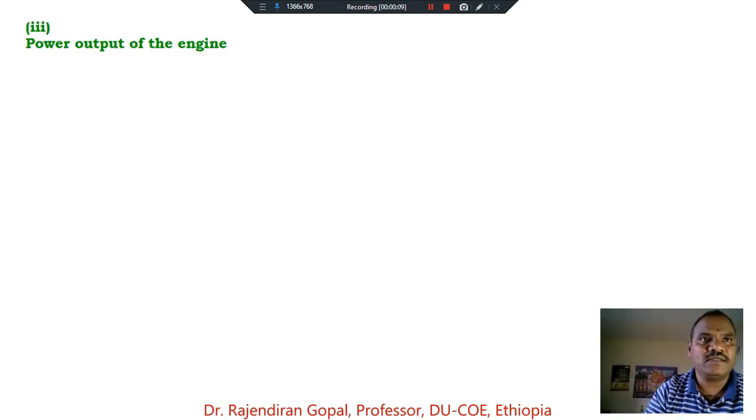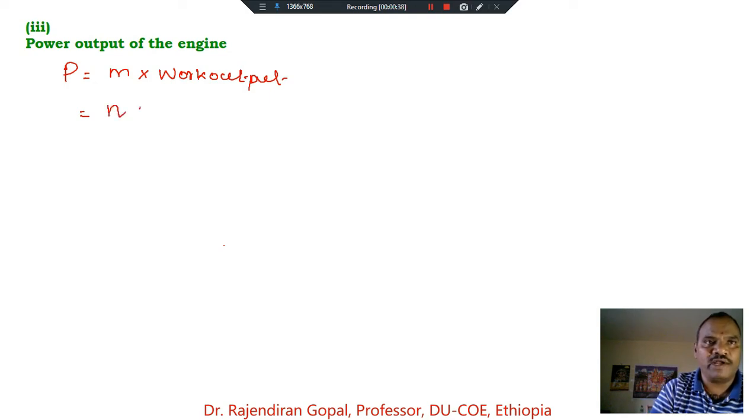The third one is the power output of the engine. The power output of the engine is equal to mass flow rate multiplied by work output. This mass flow rate is in terms of molar flow rate multiplied by work output. The work output we already derived from the previous question.